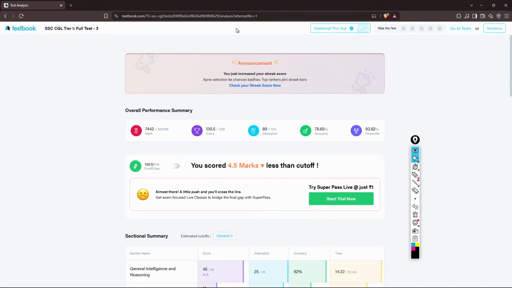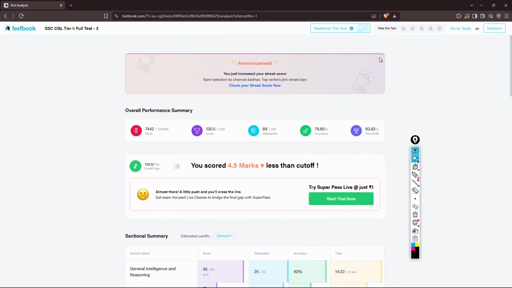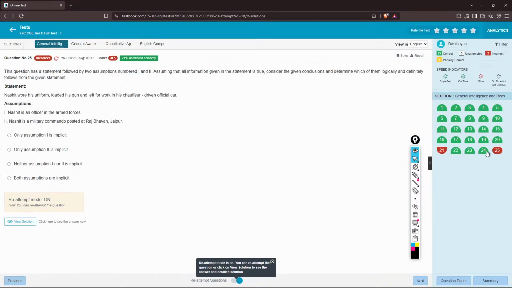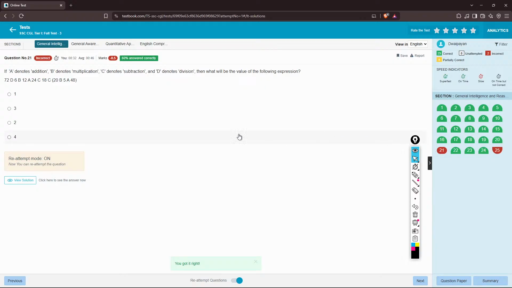Let's see. I'm expecting again towards a 150 score, but let's see. 130. Okay. And in GK and English also. Okay, let's check. Okay, uniform. So then neither is implicit. Okay, great. This one is incorrect.